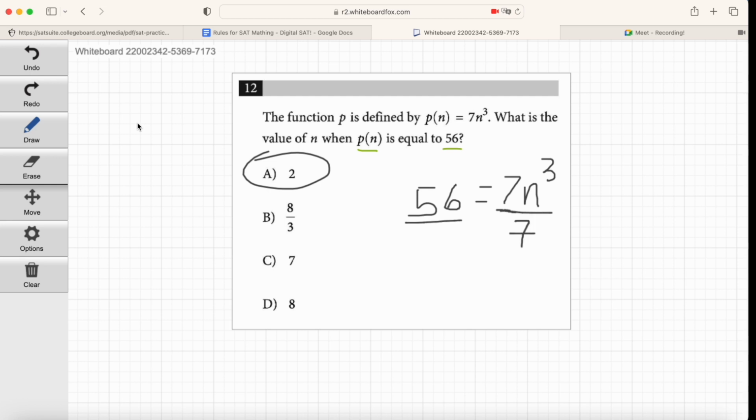Does that make some sense? Yeah. And so that's going to cancel out. So that's going to give us n to the power of 3 equals, well, whatever 56 divided by 7 is. I'm going to have to punch that into the calculator. I'm guessing I'll get a big decimal. Oh, no. Boy, my arithmetic is off. That's 8. So funny. My arithmetic is way off today.